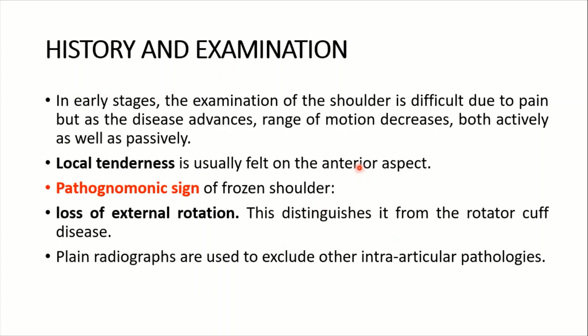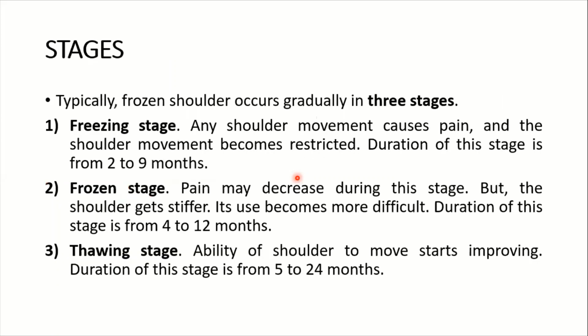In early stages, examination of the shoulder is difficult due to pain, but as the disease advances, range of motion decreases, both actively as well as passively. There is local tenderness on the anterior aspect usually. And what is the pathognomonic sign of the frozen shoulder? That is the loss of external rotation, right? It distinguishes it from rotator cuff disease, this loss of external rotation being the pathognomonic sign. Plain radiographs are used to exclude other intra-articular pathologies.